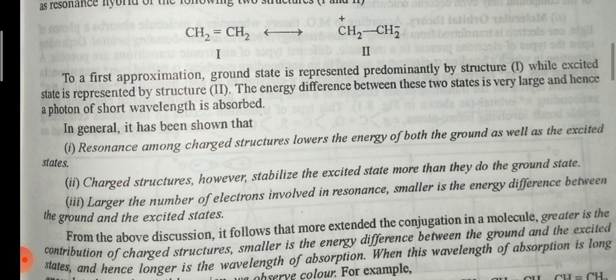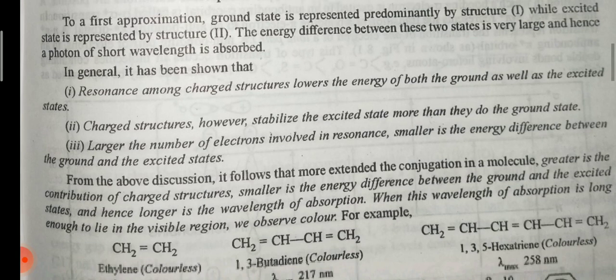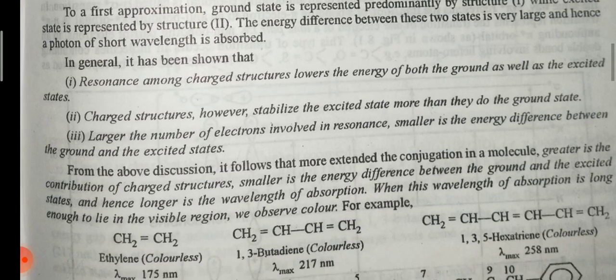In general, it has been shown that resonance among charged structures lowers the energy of both the ground as well as the excited state. Charged structures, however, stabilize the excited state more than they do the ground state. The larger the number of electrons involved in resonance, the smaller is the energy difference between the ground and the excited states.